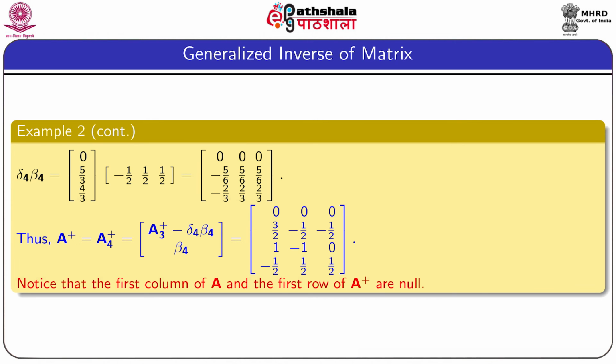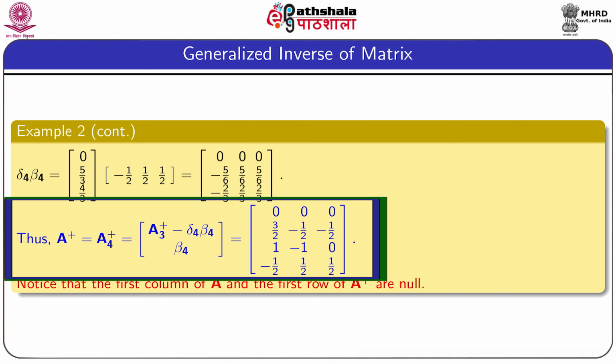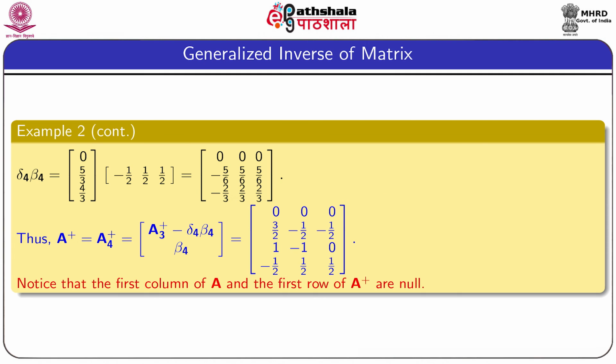Therefore, A plus, that means the Moore-Penrose inverse of the matrix A, is equal to A4 plus. This is the last step. So, A plus is equal to A4 plus, which is equal to a matrix of order 4 by 3 whose first row is 0 0 0, second row is 3 by 2, minus half, third row is 1, minus 1, 0, and fourth row is minus half, half, half.